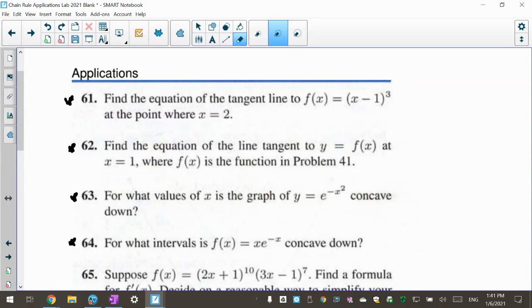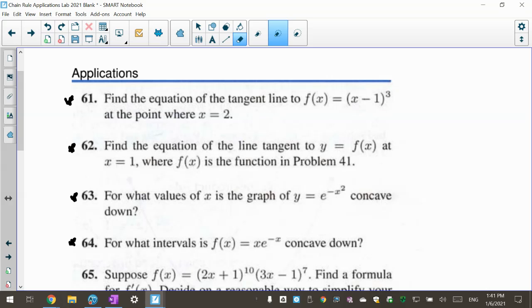Okay, this video I think is now my third video for the chain rule applications lab. And we're actually now doing the applications, and I'm going to do in this video 61, 62, 63, and 64 if it doesn't get too long. And I've kind of graphed everything as well. So let's start with 61.